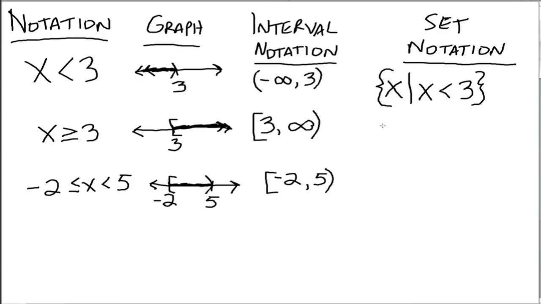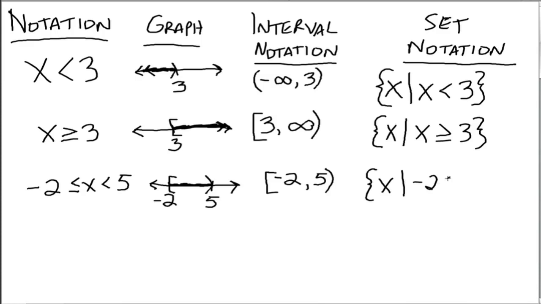Down here on the second one, we have a brace, and we want all x's such that x is greater than or equal to 3. So any number greater than or equal to 3 fits into our set. And this last one down here is all x's such that negative 2 is less than or equal to x, and x is less than 5.